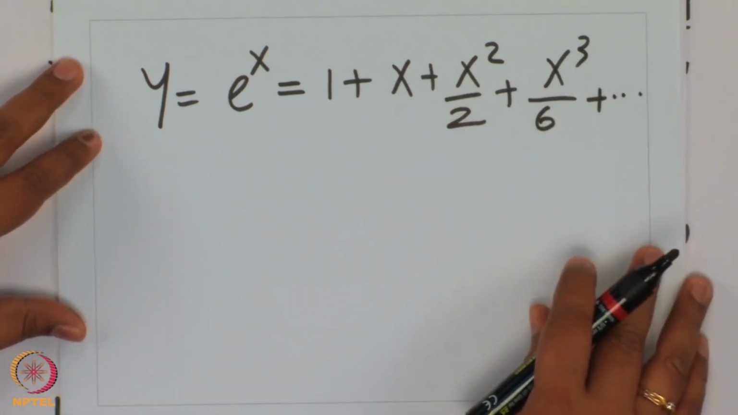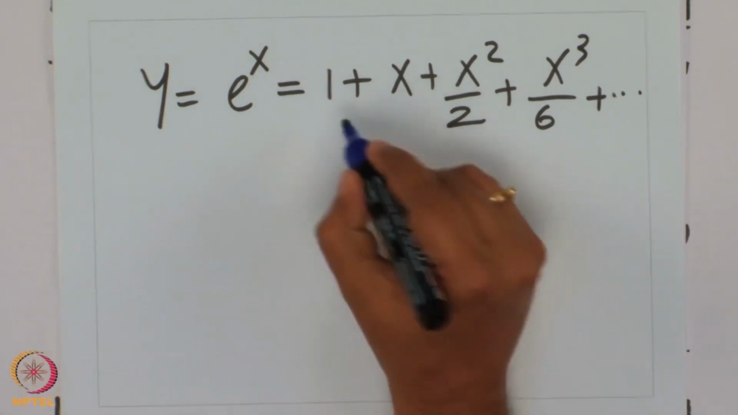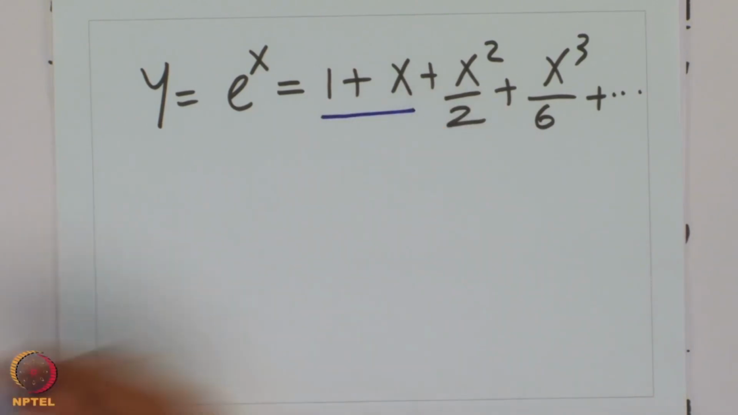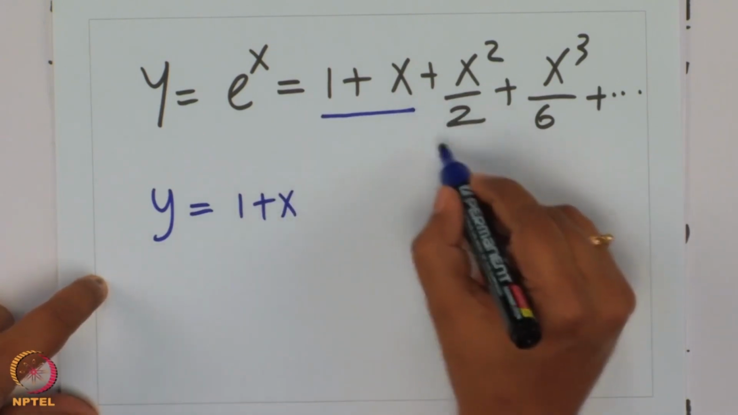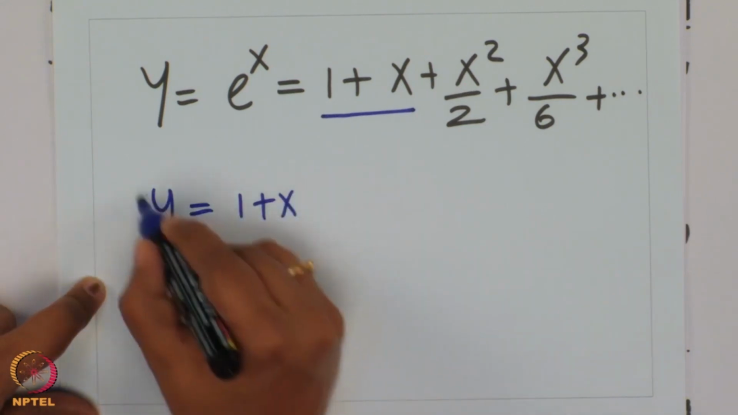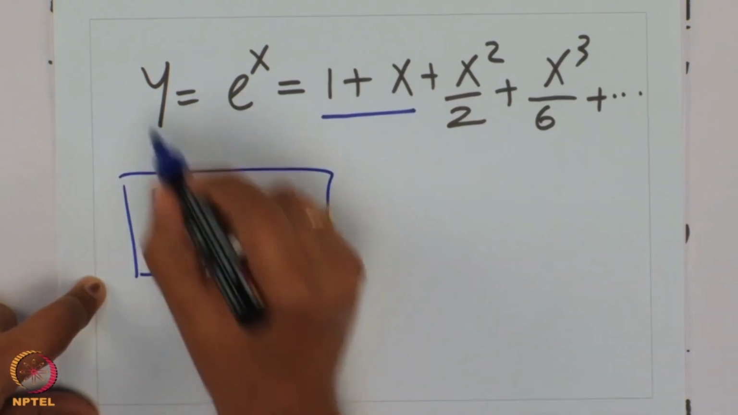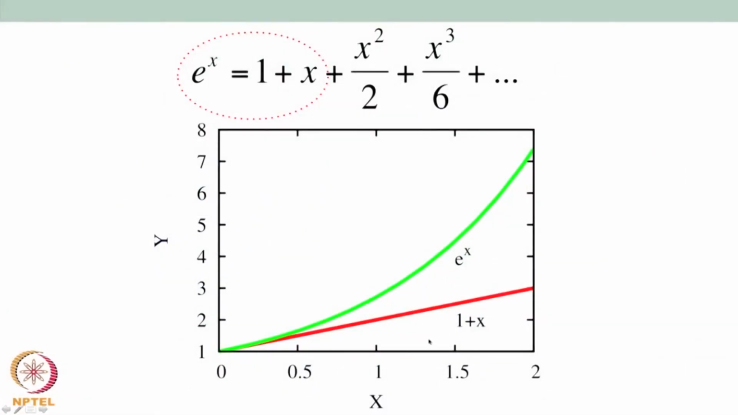That's what we said. Now, if we just take only the first 2 terms, and plot y is equal to 1 plus x, only these two taken, neglecting all other terms, what will we get? So we are going to compare y is equal to 1 plus x with y is equal to e power x, and that's what is shown here. Y is equal to 1 plus x is a straight line. It's just y is equal to mx plus 1, where m is 1, and therefore it's a straight line. And e power x is this green curve.